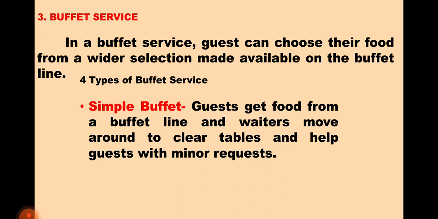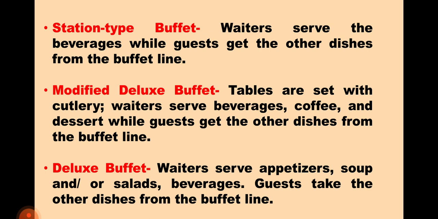First is a simple buffet, where guests get food from a buffet line and waiters move around to clear tables and help guests with minor requests. Here, in the buffet setup, waiters are there to assist guests while lining up and choosing food. Second, station type buffet. Waiters serve the beverages while guests get the other dishes from the buffet line. While the guests are taking food from the tables, the waiter will serve beverages.